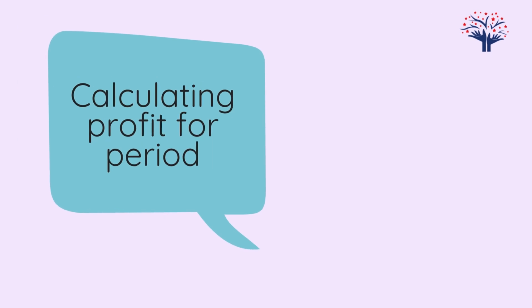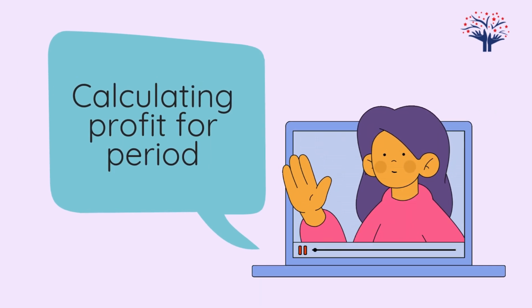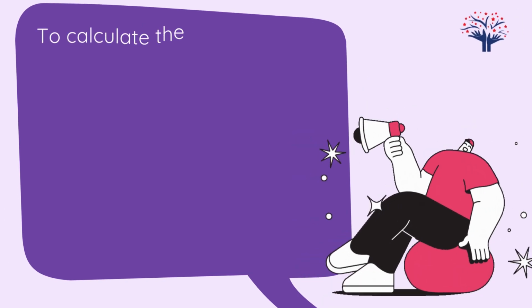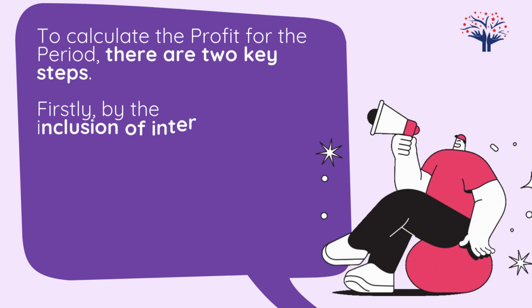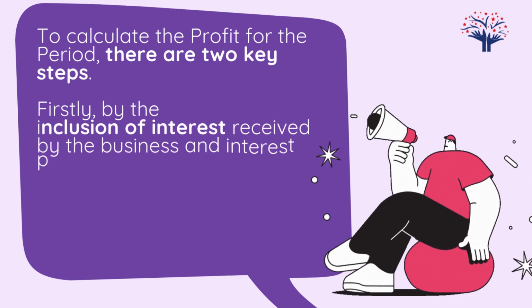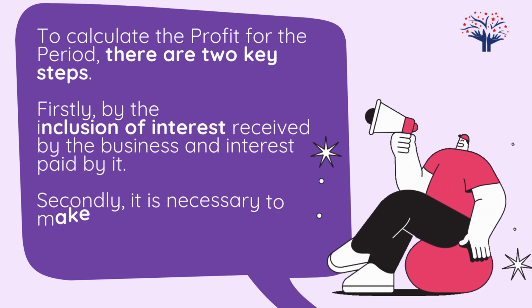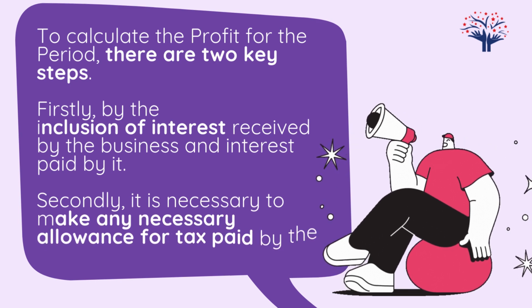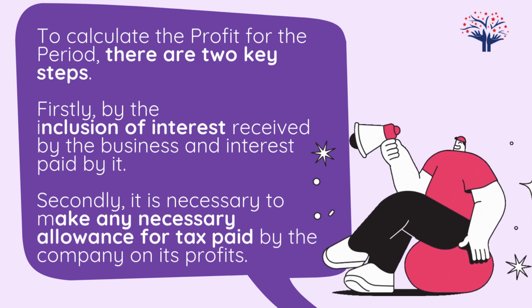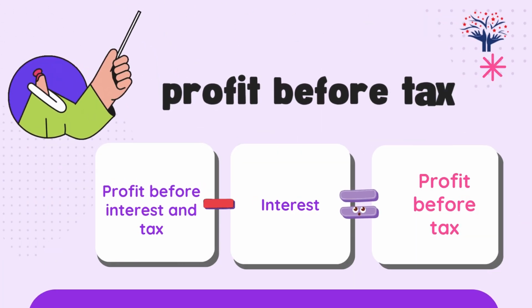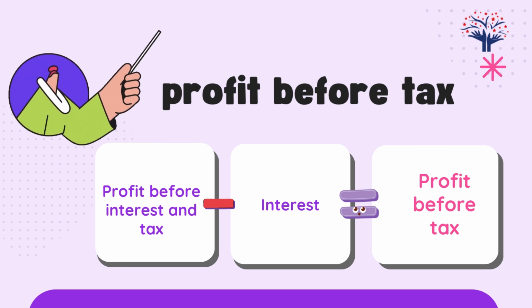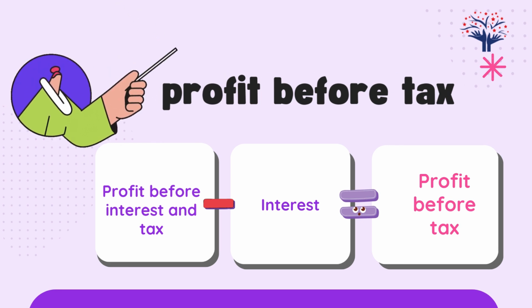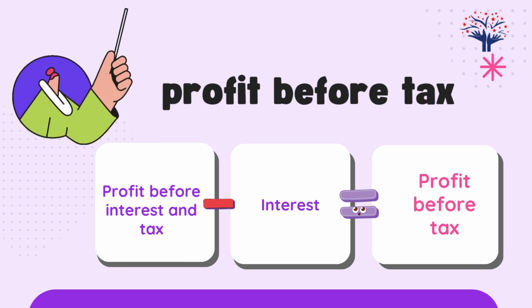Now, let's calculate the profit for the period. To calculate the profit for the period, there are 2 key steps. Firstly, by the inclusion of interest received by the business and interest paid by it. Secondly, it is necessary to make any necessary allowance for tax paid by the company on its profits. The first step is to calculate profit before tax. To do this, we start with the profit before interest and tax and subtract the interest paid. This gives us the profit the business has earned before accounting for taxes.